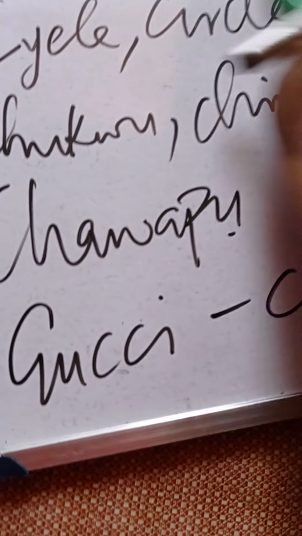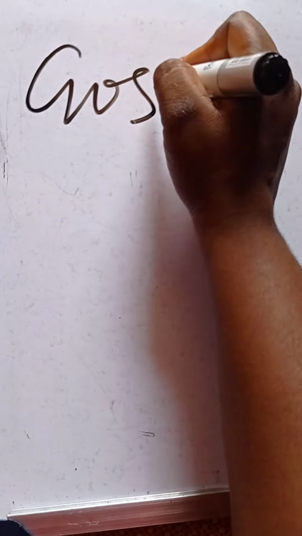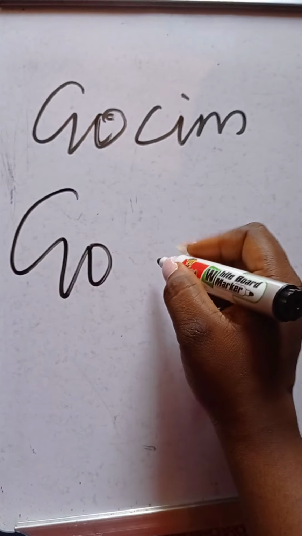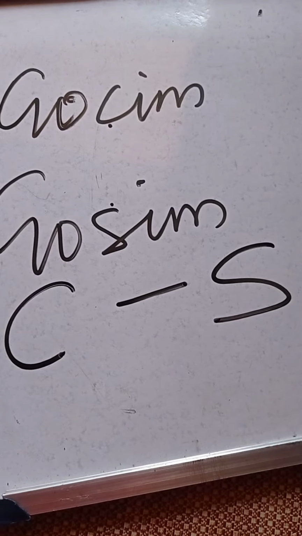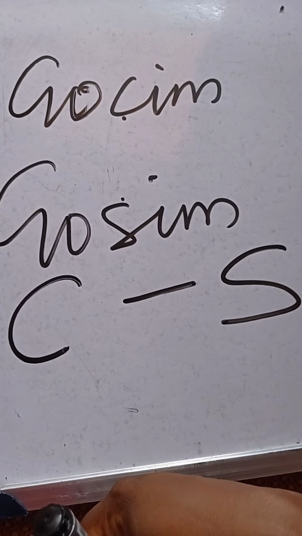So when you are trying to write a word like gosim in Igbo, you cannot write it with a single s. This is the sound for this. Si, se. That's the difference between English and Igbo.